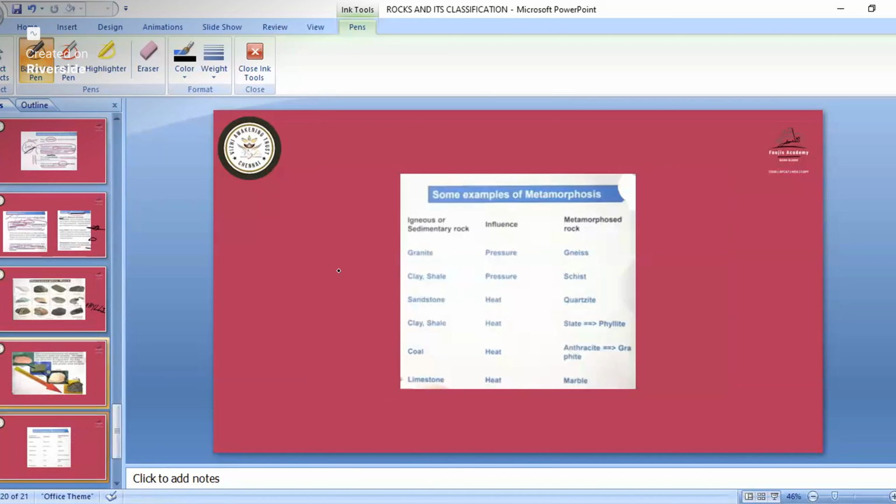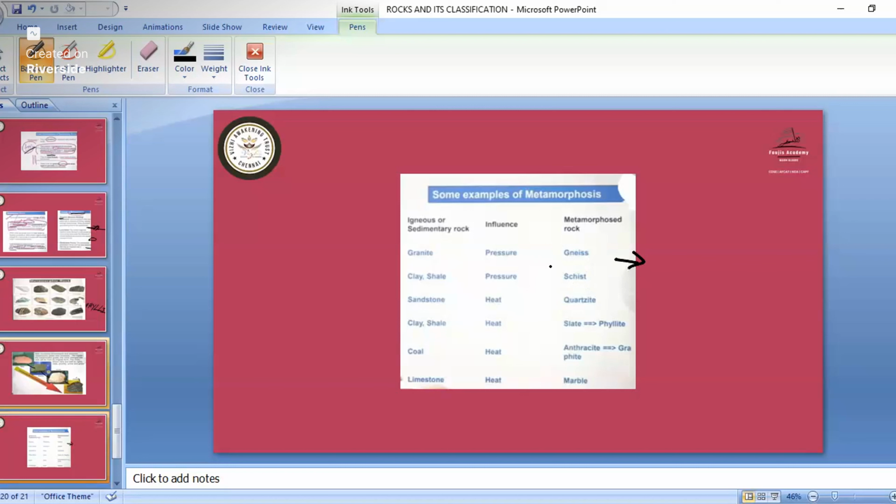Igneous or sedimentary rock, that is granite, due to pressure is changed to gneiss. Then clay or shale, due to high pressure, is changed to schist. So remember the gneiss and schist names also, that they are found in the older landforms. So that is about gneiss and schist.